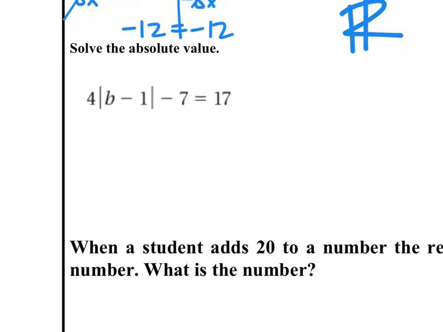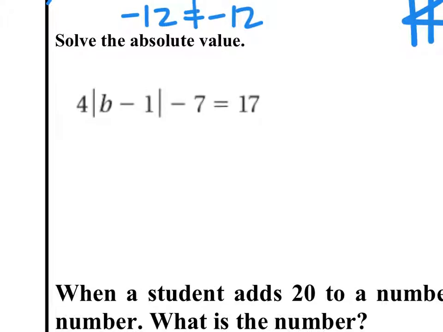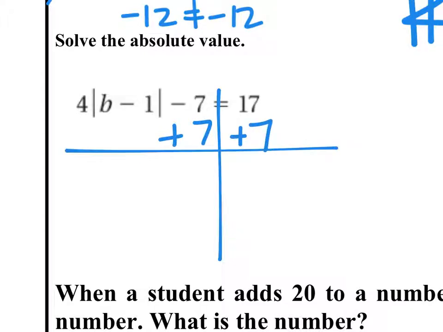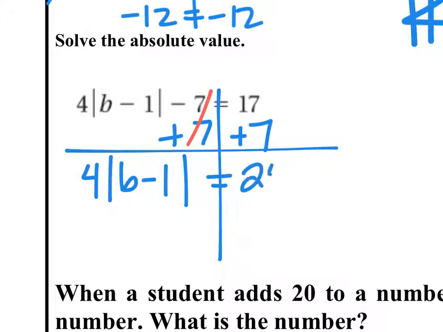When we solve an absolute value, we need to isolate the absolute value bars before we solve what's inside of the absolute value. So first thing we have to do is add or subtract when we solve an equation. So we're going to add 7 first. That cancels out. We're left with 4 times the absolute value of b minus 1 is equal to 24. Now this is multiplication right here, and so I have to divide by 4.